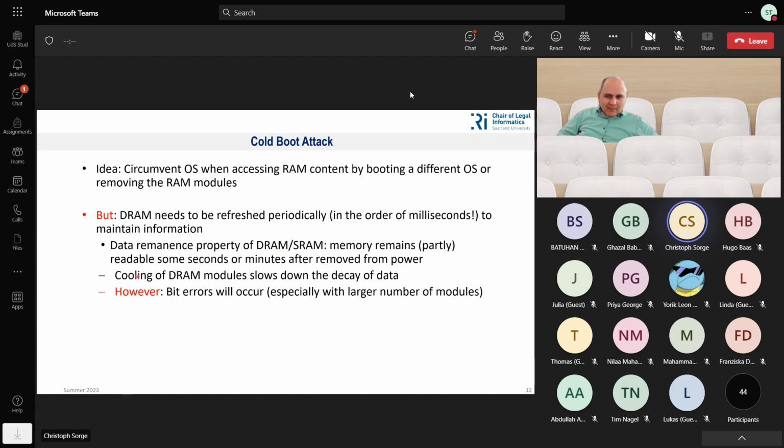And the circumstances I mean mostly mean that you have to cool down the memory modules. So you use cooling spray to cool down the memory modules to something like -30, -40, -50 degrees. And that slows down the decay of data, and it gives you a couple of extra seconds, or in extreme cases even minutes, after removing the modules from power, and you might still be able to read most of the data. There is still a risk that bit errors will occur, but you might be able to live with that.